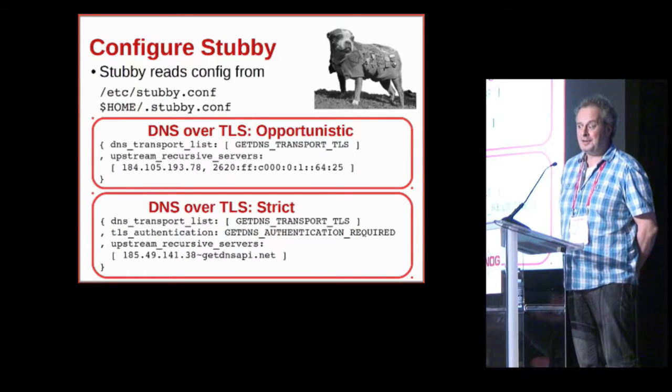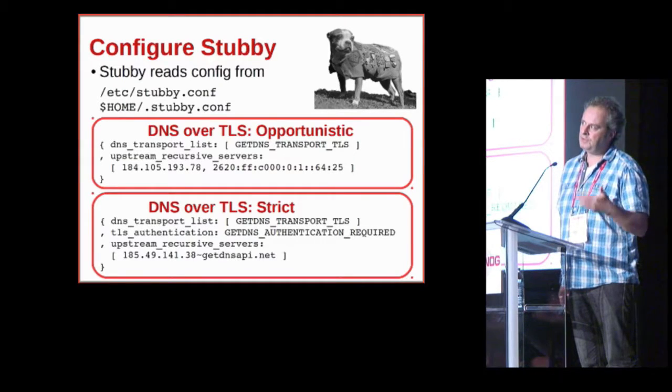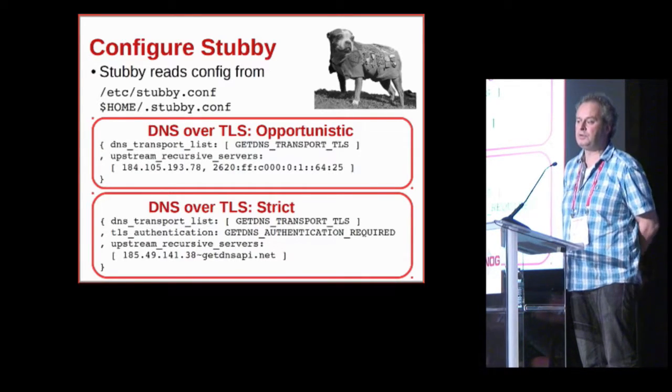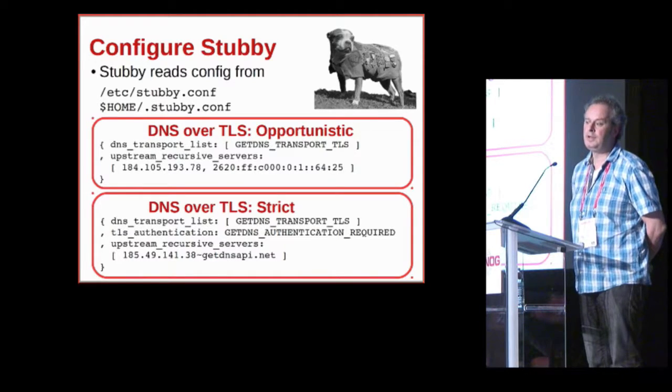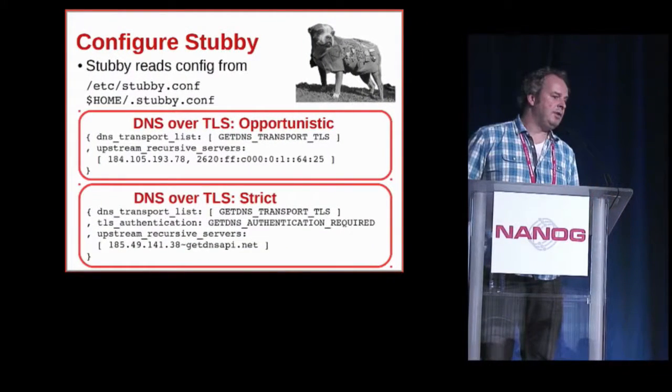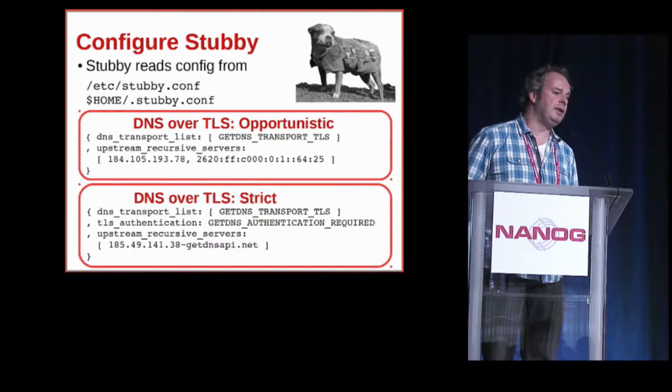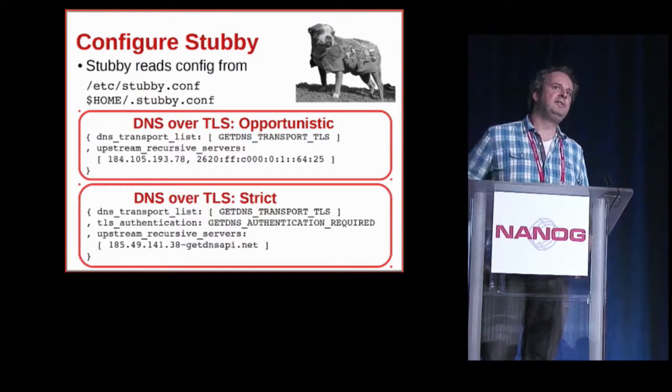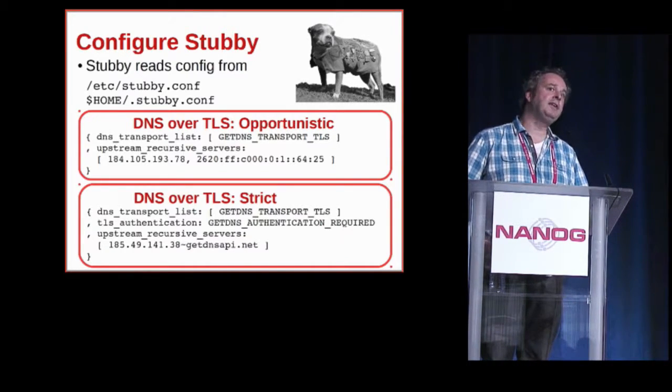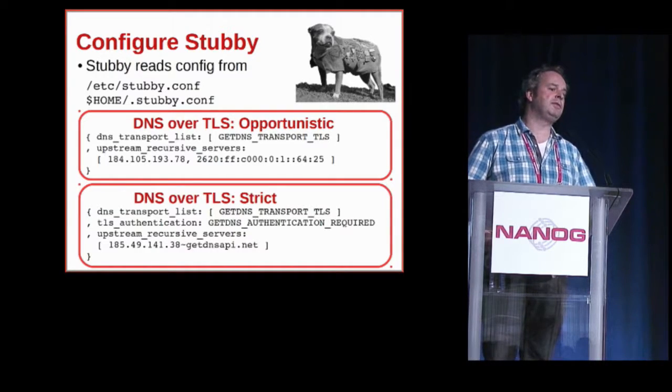So Stubby also reads config files. It defaults to listening on the loopback device, which can be altered by config files. Here are a few example configuration files. The first one is an example of how to configure DNS over TLS opportunistic. That means that the TLS connection is not actually authenticated, but it's still private. It's not possible to sniff the queries you are sending.